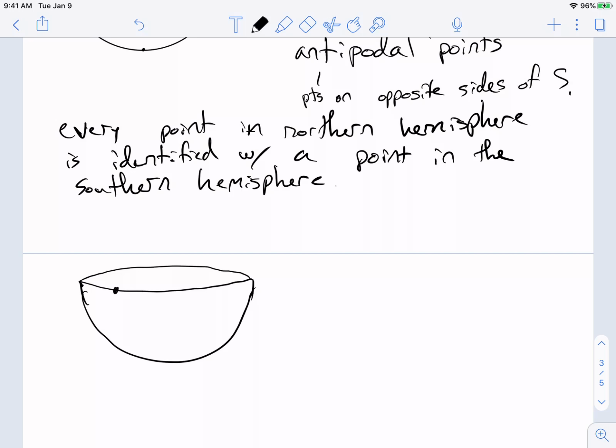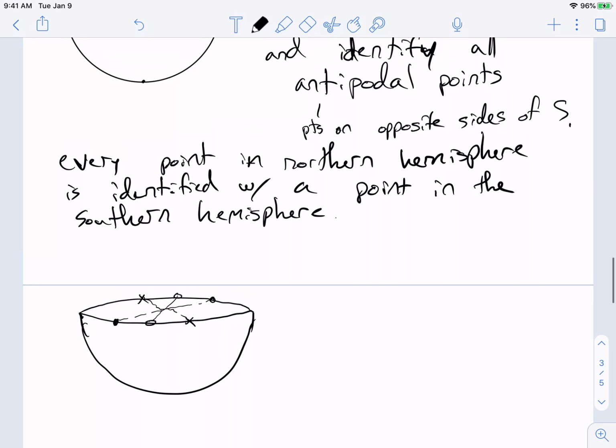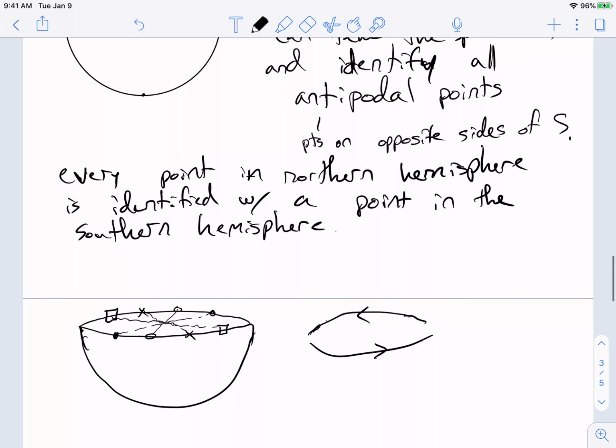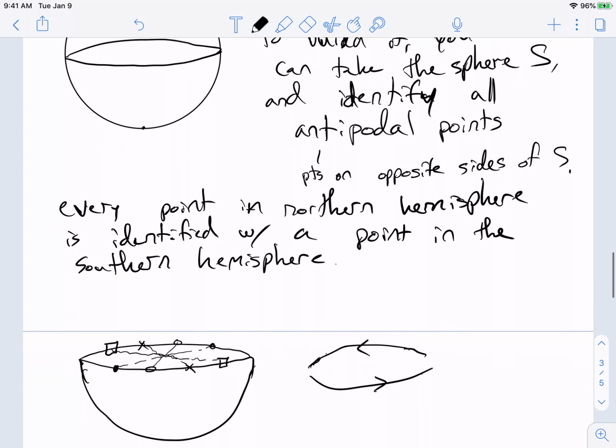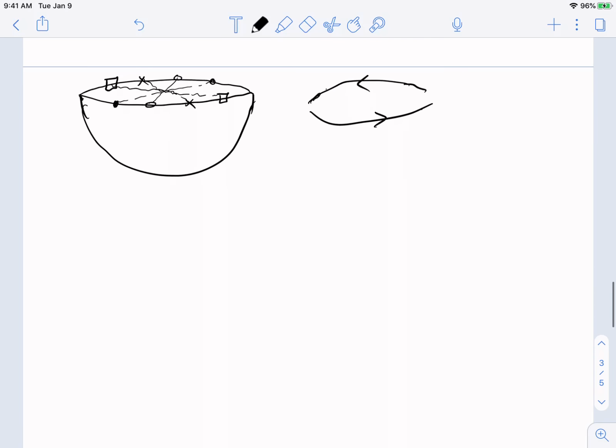equator. So I identify this point with its antipodal, which is over here, this point with its antipodal, this point with its antipodal, etc. And you can see that under this identification, I'm really gluing the front side to the back side, but I'm twisting as I glue, right? So the right side of the front gets glued to the left side of the back. And so I have to do a twist as I do the gluing. And so you recover exactly this shape here. And so this is a new surface that we haven't seen before, which locally, every point on it has a region which looks like the sphere, but it's not the sphere. It's different than the sphere.